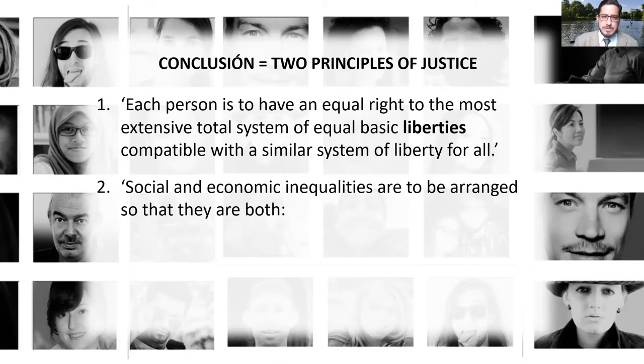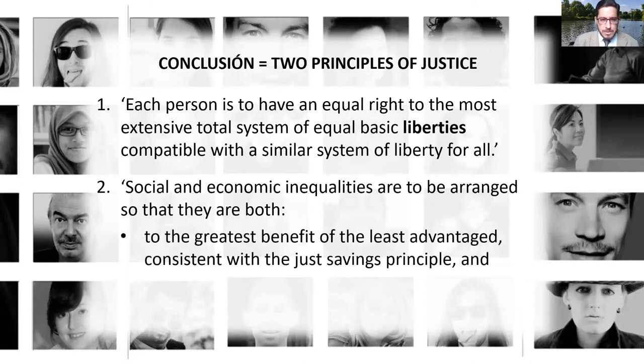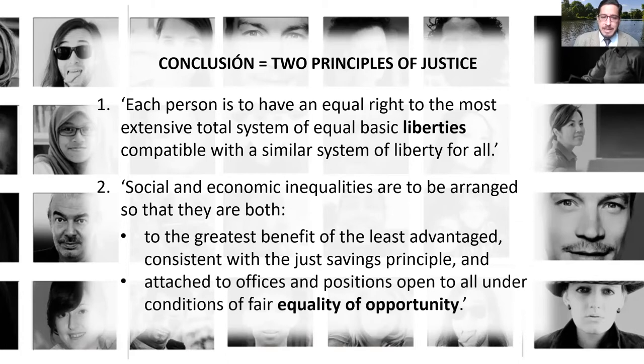The second principle: social and economic inequalities are to be arranged so that they are both to the greatest benefit of the least advantaged, consistent with the just saving principle, and attached to offices and positions open to all under conditions of fair equality of opportunity. So they realize, well, first we have to give all the rights, all the liberties, as much as we can to all the people, not this new contract.